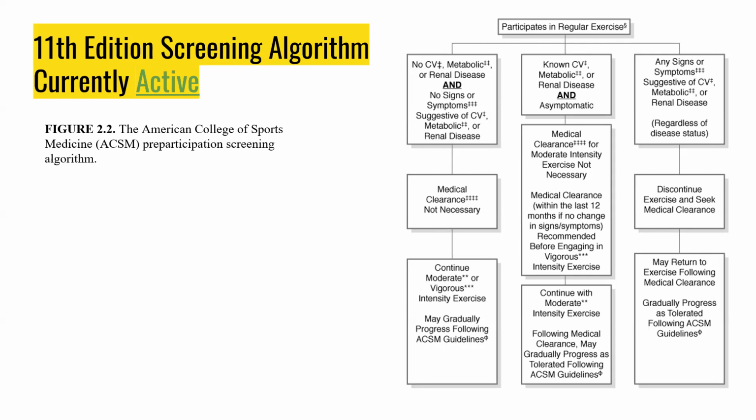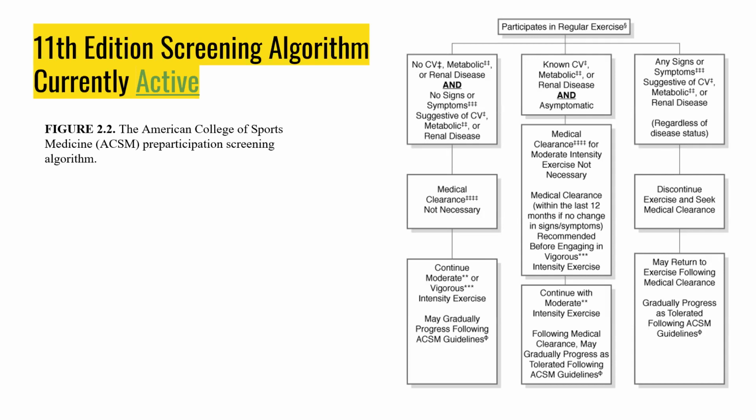So after performing the pre-activity screening, filling out all of those forms, the health history form, the PAR-Q, the informed consent, medical health history, you can follow through this algorithm. So if your client does not have any cardiovascular, metabolic, or renal disease, and they do not present any signs and symptoms suggestive of cardiovascular, metabolic, or renal disease, then medical clearance is not necessary, and you can continue exercise at a moderate to vigorous intensity.